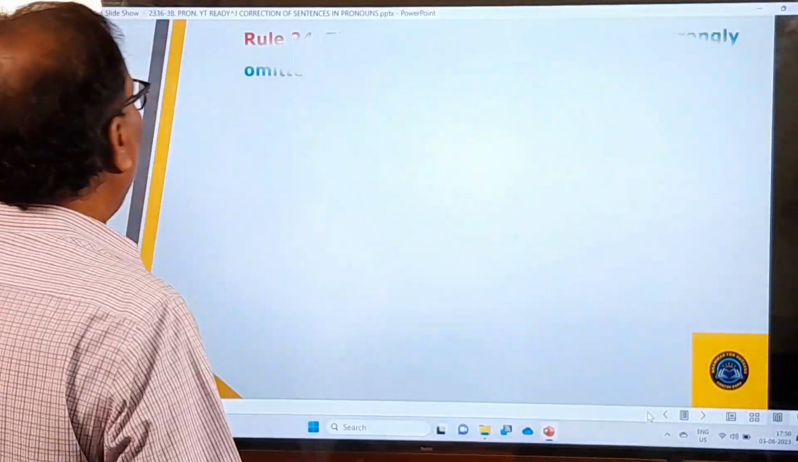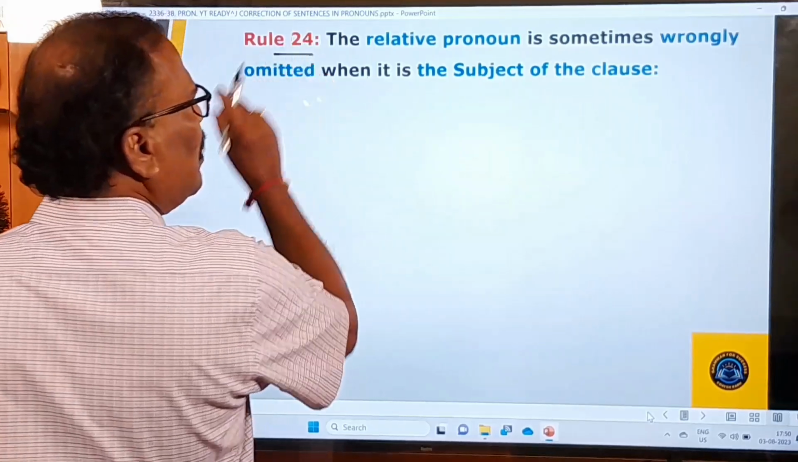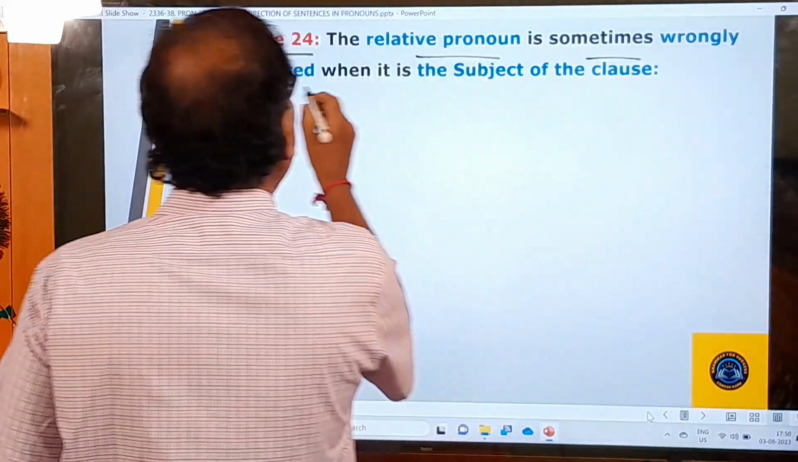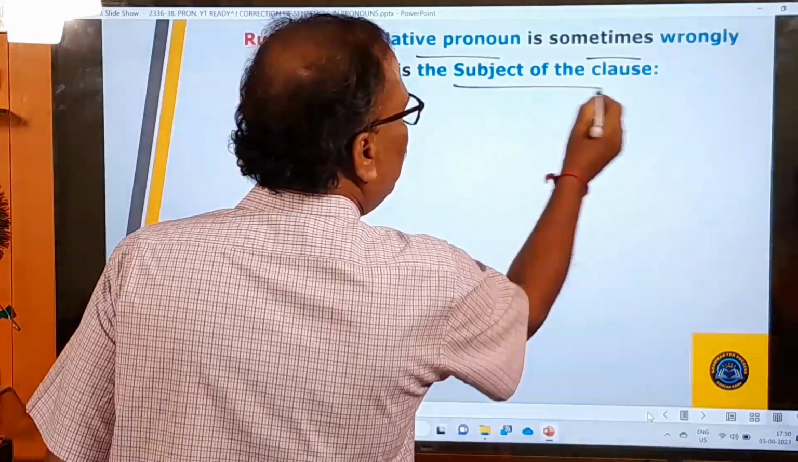Now go to the next rule. The 24th rule is there. What is the 24th rule? The relative pronoun is sometimes wrongly omitted when it is the subject of the clause.